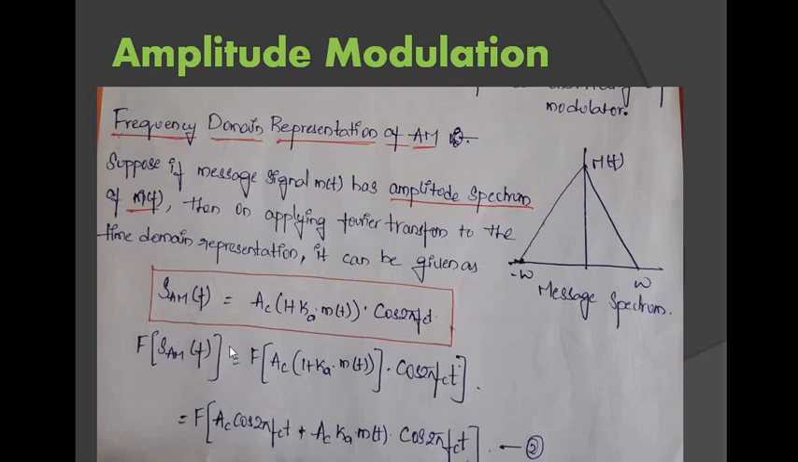Okay, now what we have to do is apply the Fourier transform to this whole modulated wave, the modulated carrier. So I am applying the Fourier transform: F of s(t) equals F of, multiplying each and every term. First A_c into 1, A_c cos 2 pi f_c t, then A_c K_a m(t) into cos 2 pi f_c t. I am multiplying individually and separately first, then I will apply the Fourier transform.